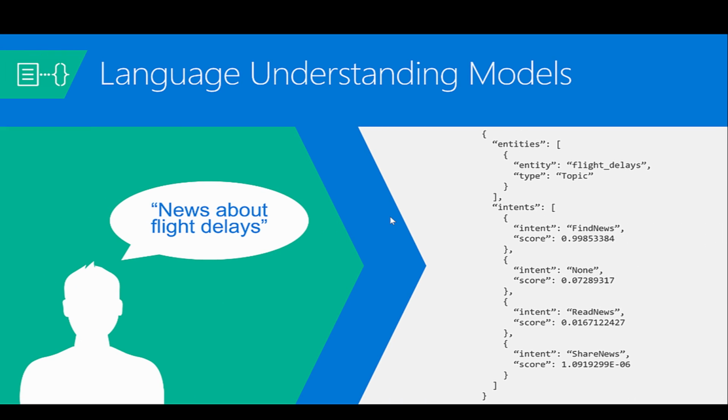So here's an example of a language understanding model in action. Say I say, "news about flight delays." Well, it's going to identify the entity as flight delays. And what might my intent be based off of that? Well, I said news about flight delays, so it's probably going to be to find news. And I can see here that I'm also given a confidence score. In this case, it's 99.8% confident that I want to find news about flight delays.